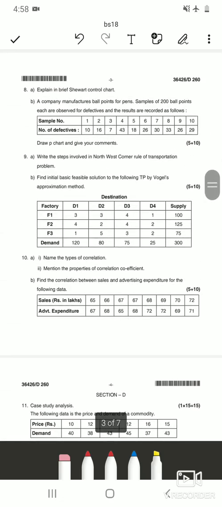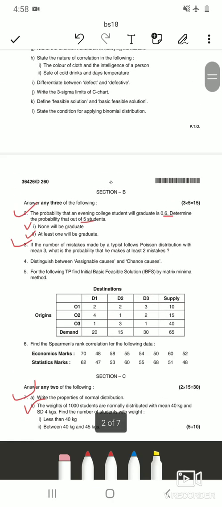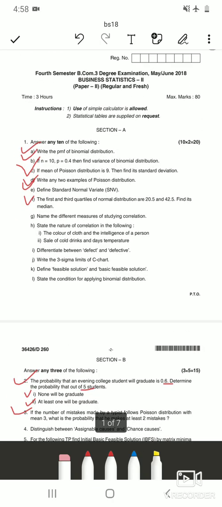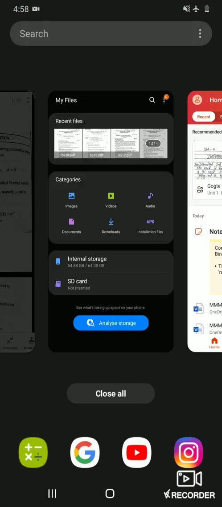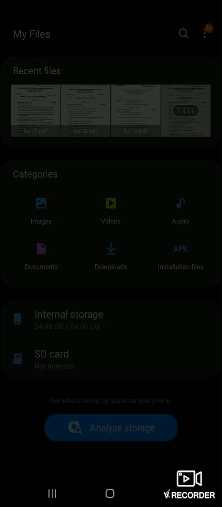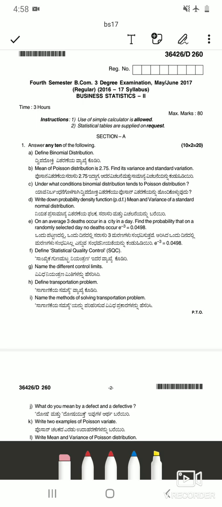So you have one question from unit 2 in section C, 2 from section B, and 6 from section A. I hope by now you got some idea of how important these two chapters are, and how simple it is, because many of the problems are repeated and they are of the same kind. If you remember the distributions and their properties, then it is very easy to score in this particular semester.